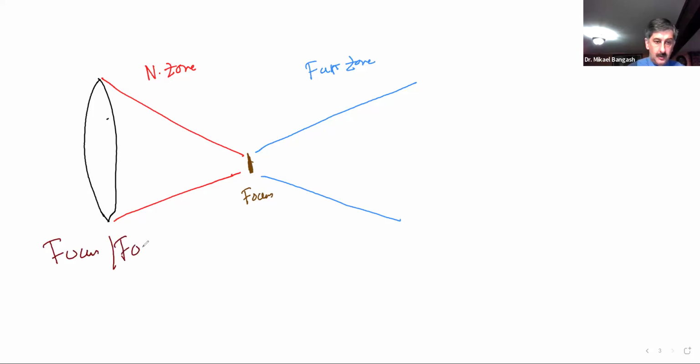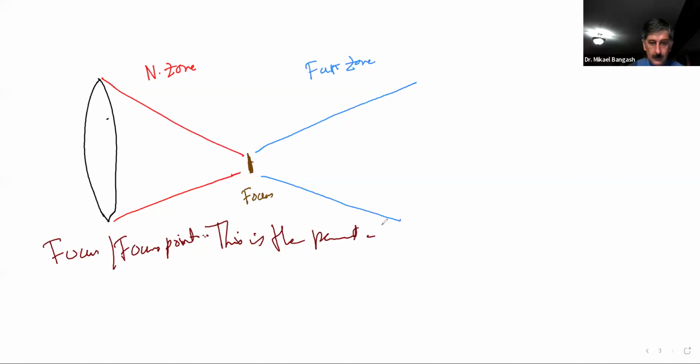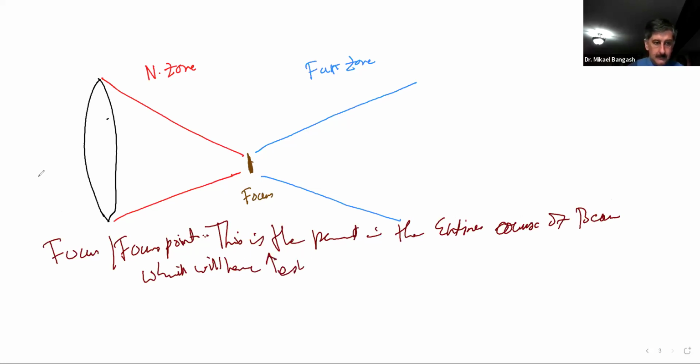Focus, also known as the focus point. We can do it this way and say this is the point in the entire course of the beam which will have the greatest intensity.